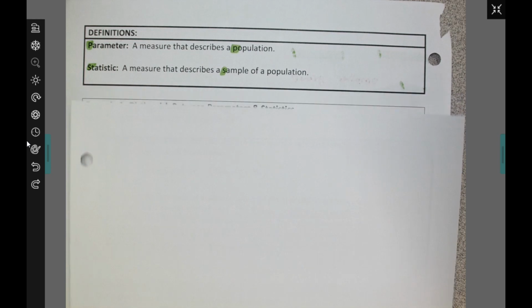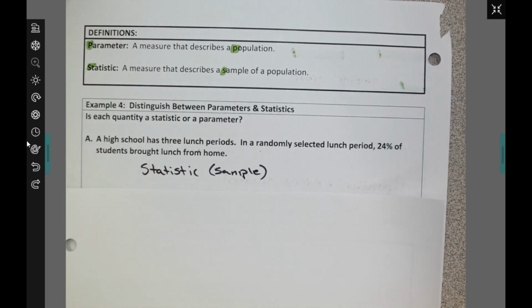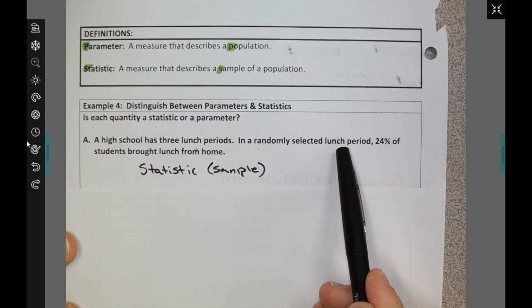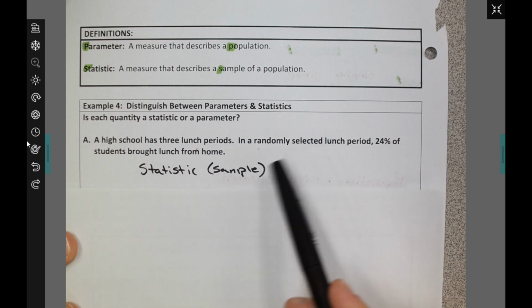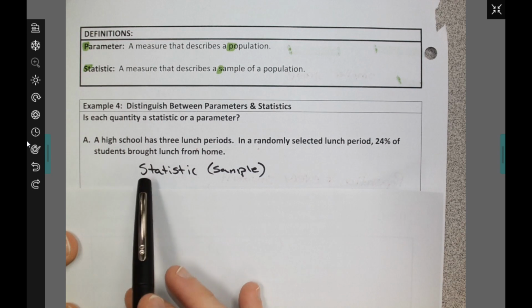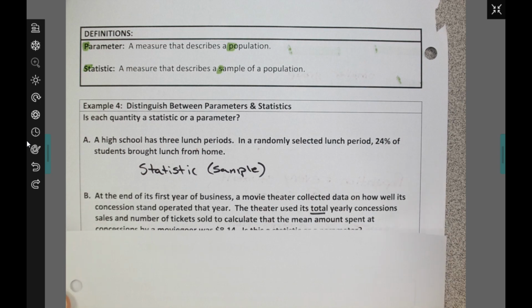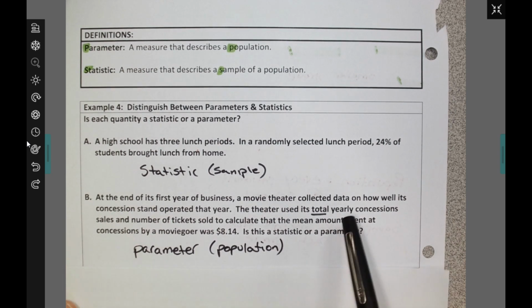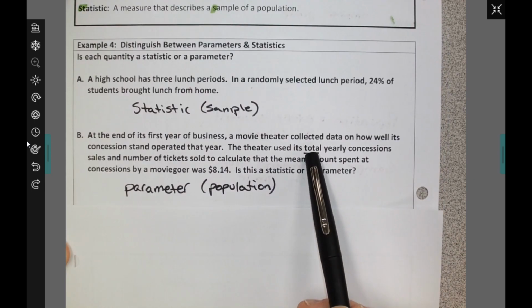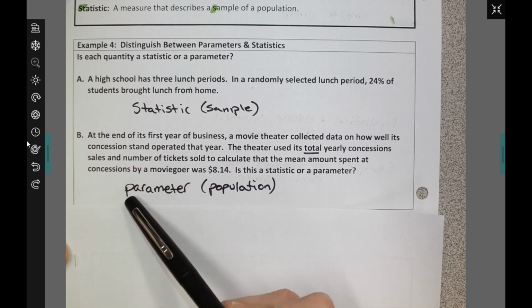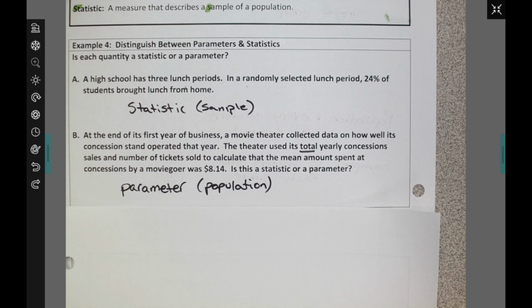So for this example, you have a high school, they have 3 lunch periods. They randomly select a lunch period. The first thing I do is identify that we are dealing with a sample because we selected one of the lunch periods. And if we have a sample, that means that the measure is a statistic because it describes the sample. On B, they talk about a movie theater, and they're looking at their total yearly concession. If it's the total, that would be a population, and population is going to go with parameter. P goes with P. And that's it for section 11.1.